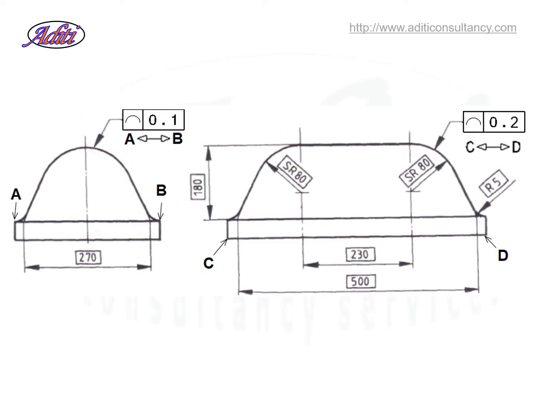The major advantage of profile of a line tolerance is, since it is a two-dimensional control, it can be applied to a part surface to control the profile in a particular direction only. To meet a design requirement, if required, two profile of a line controls can be applied to the same part surface in different directions with different tolerance values, as shown in this drawing. These are not possible in the case of a profile of a surface control.